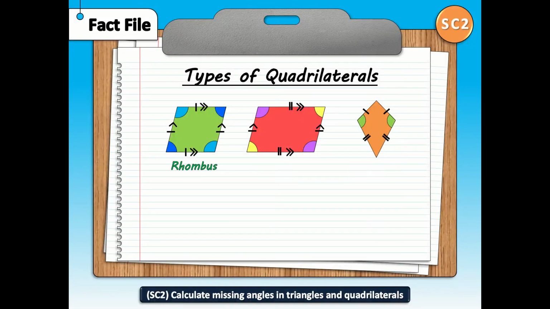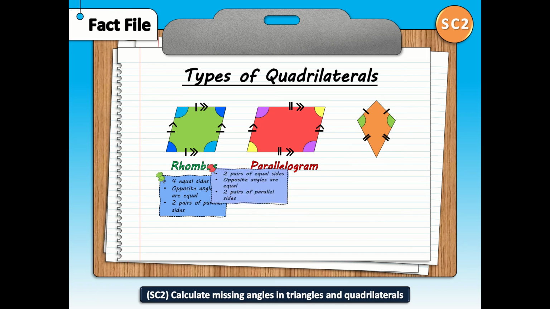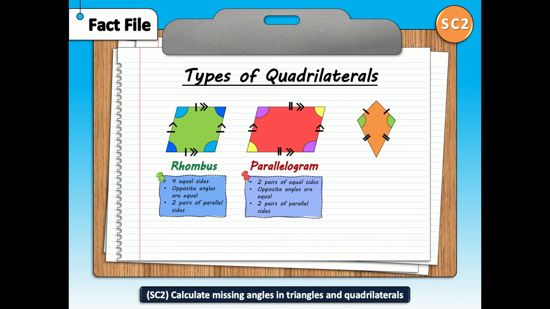We've also got a rhombus, which is like a pushed over square. That's got 4 equal sides, the opposite angles are equal, and it's got 2 pairs of parallel sides. We've got a parallelogram, and that's like a pushed over rectangle. That's got 2 pairs of equal sides, the opposite angles are equal again, and 2 pairs of parallel sides.